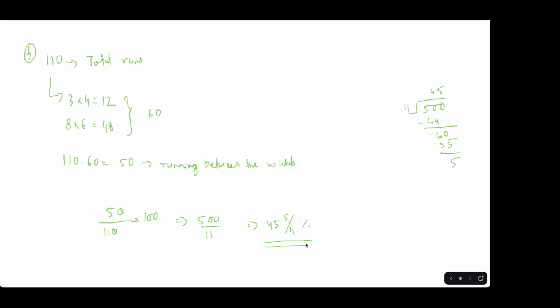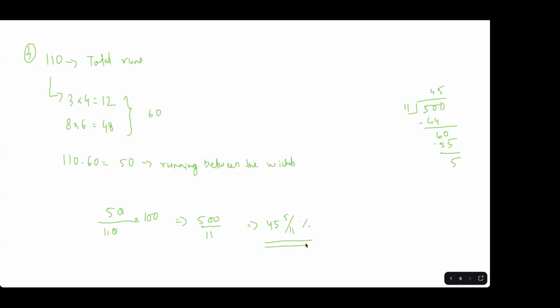Understood, students? Sir, I have a doubt. Yes, tell me. Sir, I understood till you add and get 60 runs, 12 plus 48. Yes. But after that, I can't understand. Okay. 60 runs are scored by 4s and 6s. So how many remaining runs were scored by running between the wickets? 50, because total runs are 110.